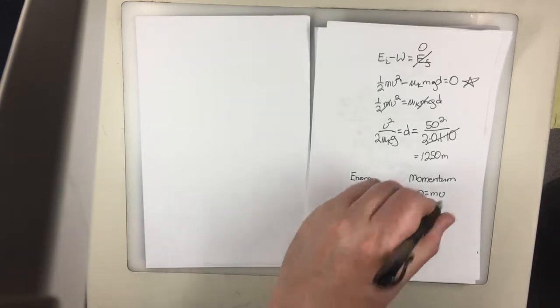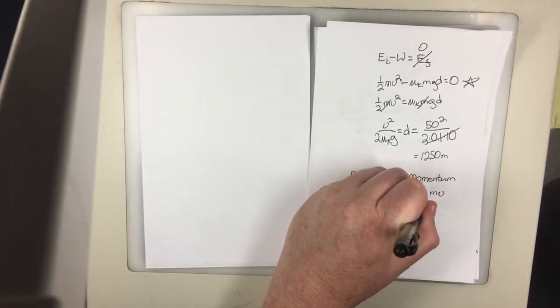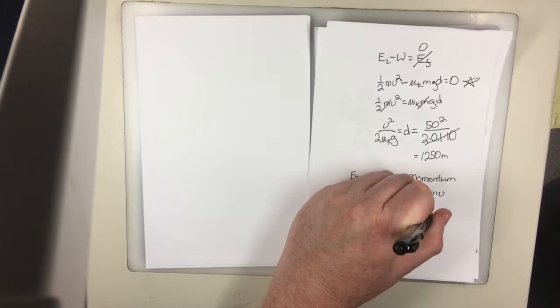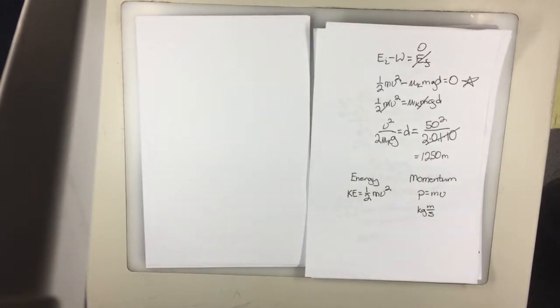The units of momentum are simple. It's just kilograms meters per second. There's no fancy schmancy word for it. It's just kilograms meters per second. Unlike energy, which is joules or Newton meter or kilograms meters squared per second squared.